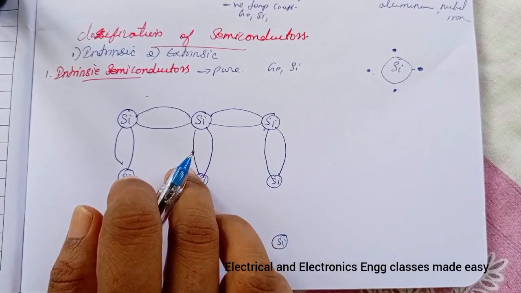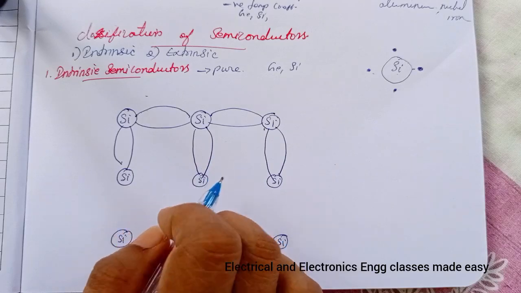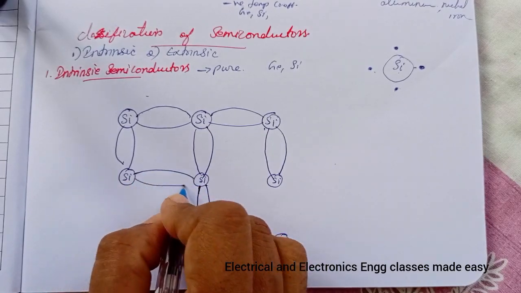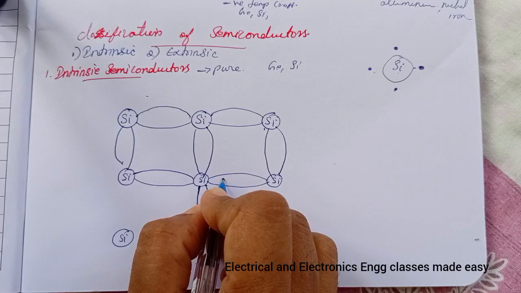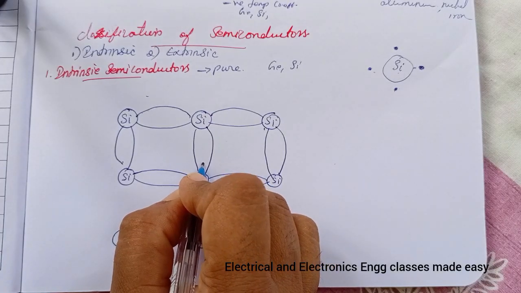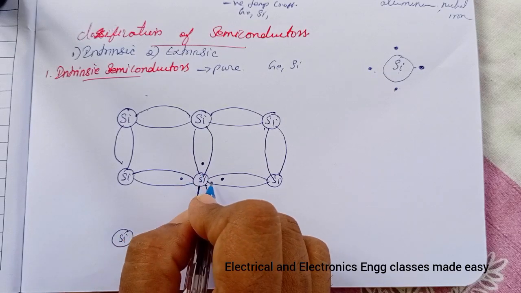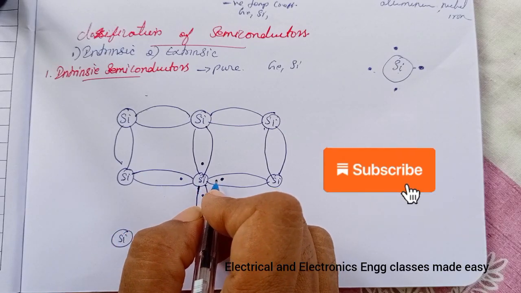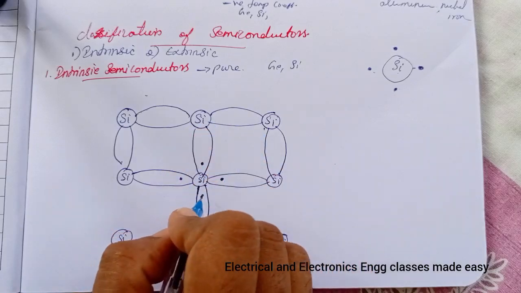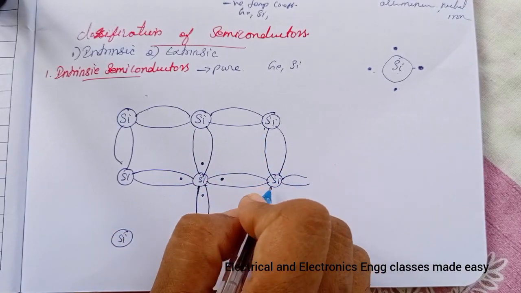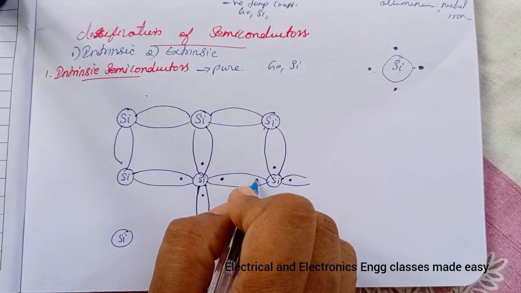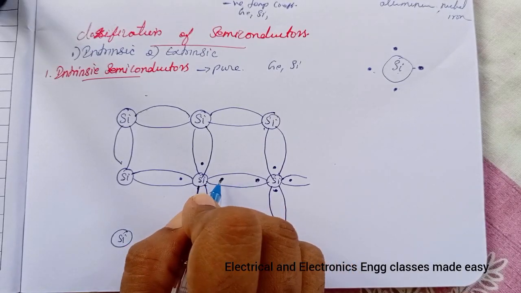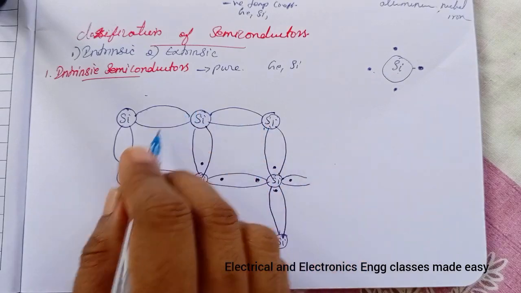And this is done by sharing 1 electron from each of the 4 neighboring atoms. So consider this atom. Each atom has only 4 electrons in the outermost shell. To fill the valence shell, it shares 1 electron from each of the 4 neighboring atoms. So this atom also has 4 electrons in the valence shell. So here this sharing is done with each atom.